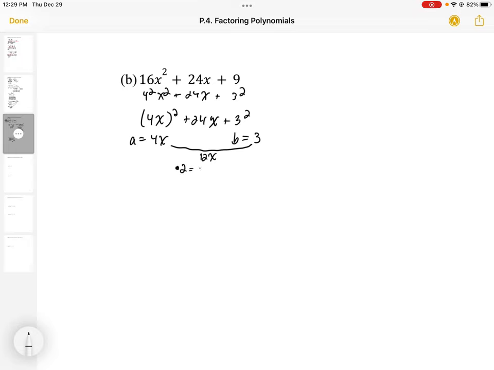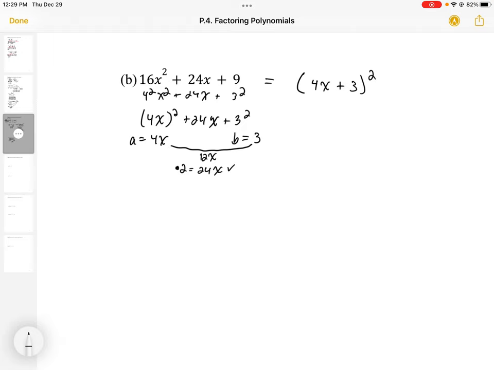we get 24x, which matches our middle term, which means that this is a perfect square trinomial, and we could factor this as a perfect square trinomial. So this would be 4x plus 3 quantity squared. And again, you can expand this to double check that we get 16x squared plus 24x plus 9.